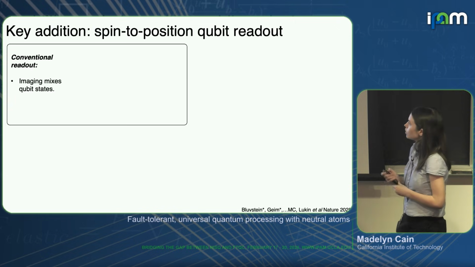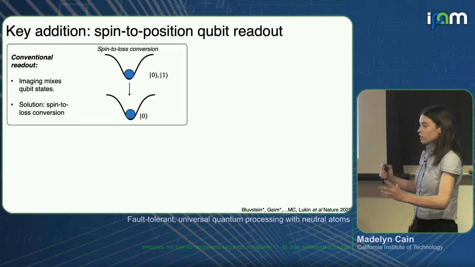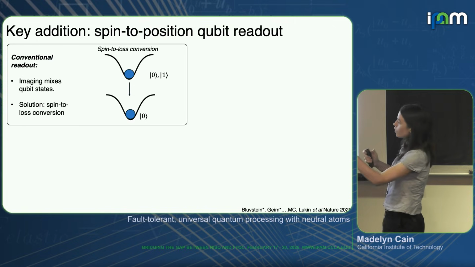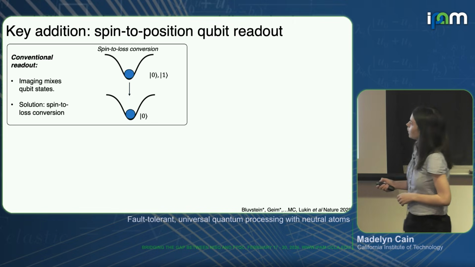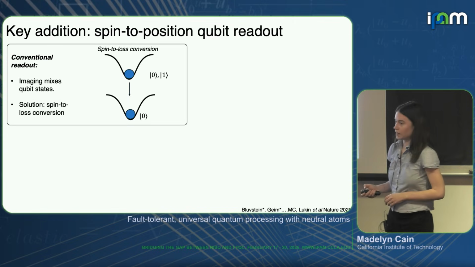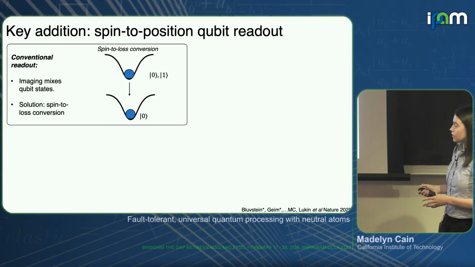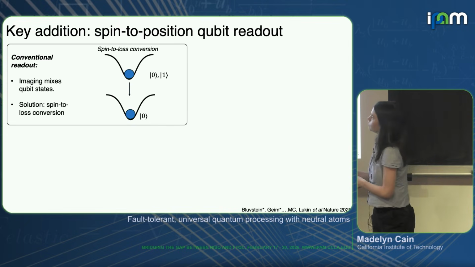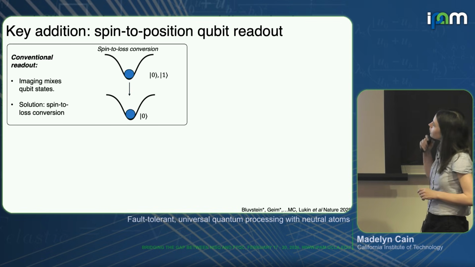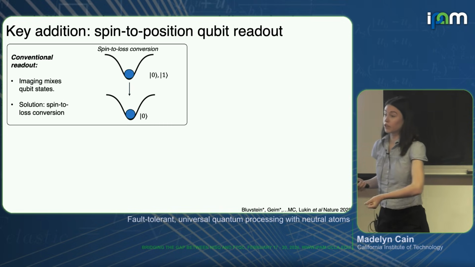In conventional readout, you have some qubit state, it's in 0 or 1, and then you do spin to loss conversion. So you basically take one of those qubit states to a lost atom. And then you can image whether the atom was present or absent in the trap. This is bad for several reasons, one of which is that you lose half your atoms when you measure them. One of the qubit states will be completely lost. But the other thing is that it doesn't allow you to tell whether an atom was actually lost before you did the measurement.